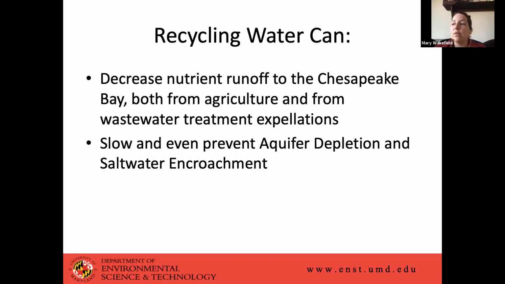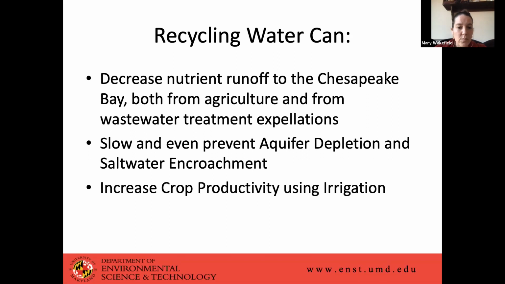Salt water on either side, both with the Chesapeake Bay and then with the Atlantic Ocean, the salt water isn't very deep beneath the water table, and the more water we withdraw from those aquifers, the closer the salt water gets to the surface. All right, and then it also increases crop productivity using irrigation.